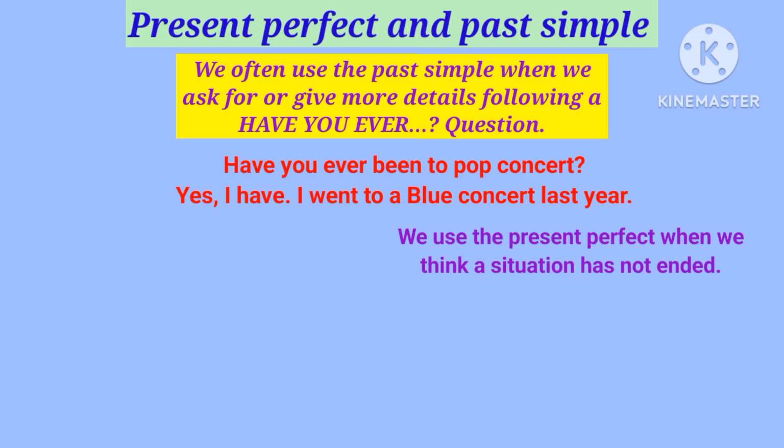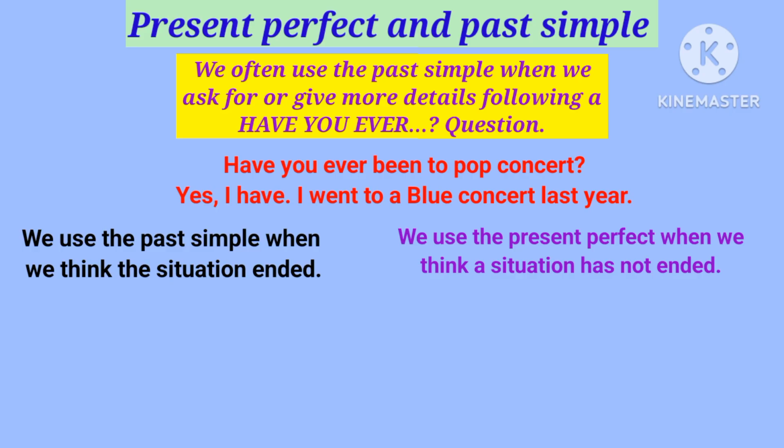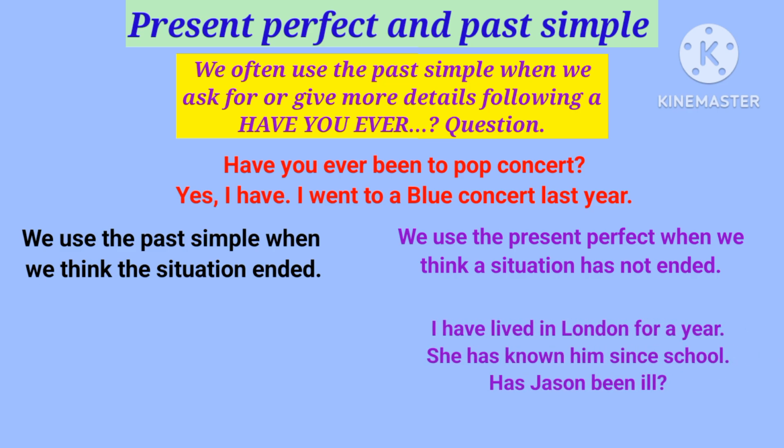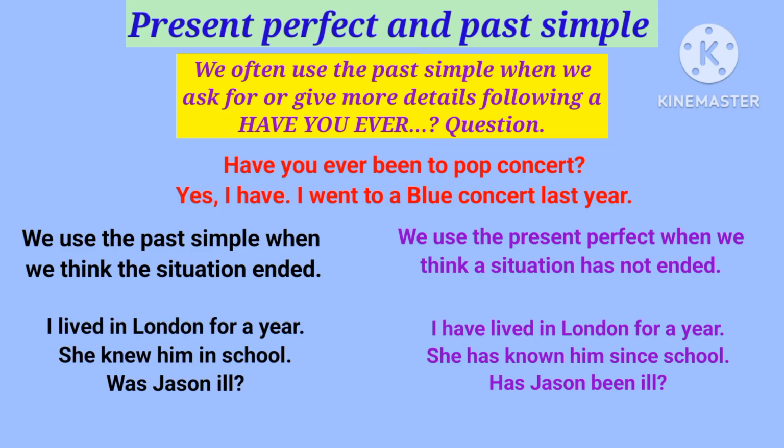We use the present perfect when we think a situation has not ended, and the past simple when we think the situation ended. For example, I have lived in London for a year. She has known him since school. Has Jason been ill? I lived in London for a year. She knew him in school. Was Jason ill?